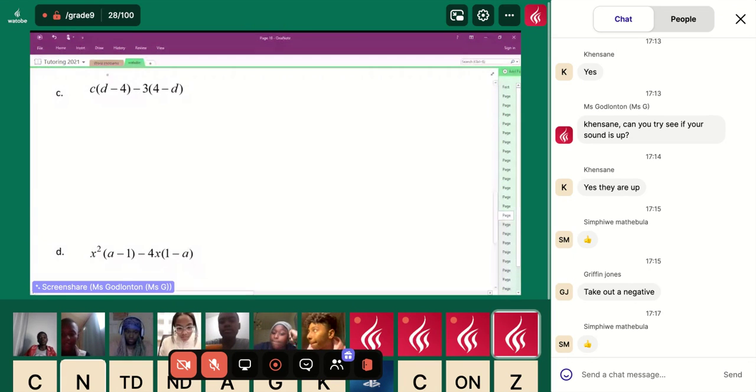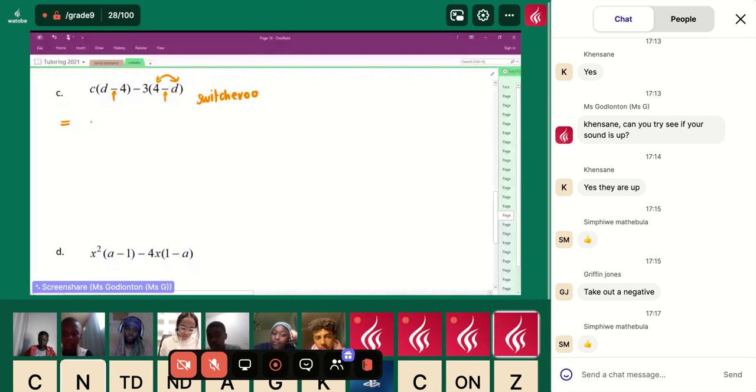When we're looking at these brackets, do you see how we've got a D and a 4, and then we've got a 4 and a D? Okay, so they're the same, except that this bracket is the wrong way around. But they both have a negative in the middle, so we can do a switcheroo.